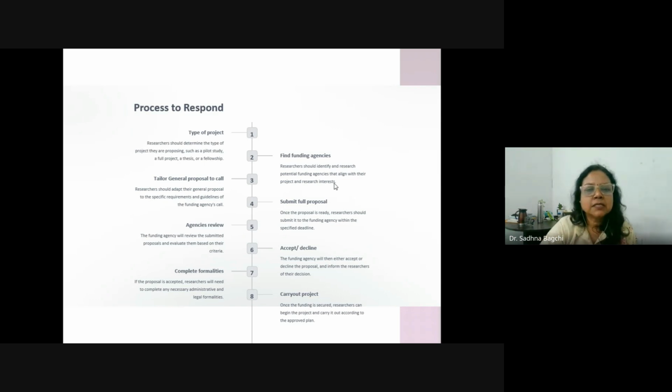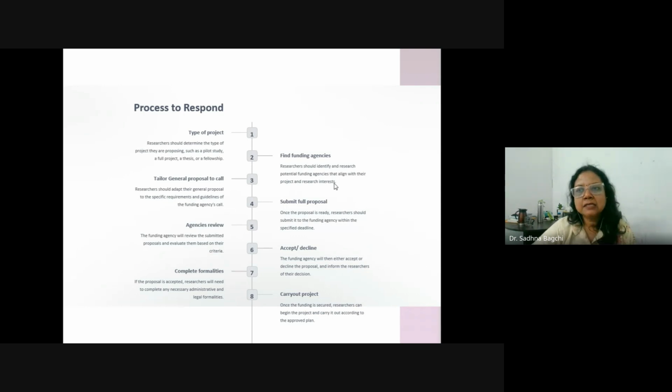Complete the formalities after the acceptance. There are a huge number of things: you have to submit the profile of all the investigators and the full and detailed proposal. How you are going to proceed, how you are going to execute this, how your data is going to be collected, and how you are going to analyze the data.